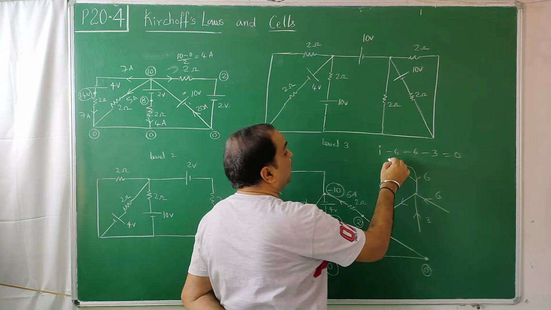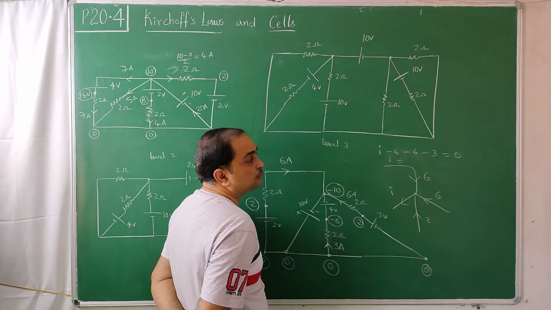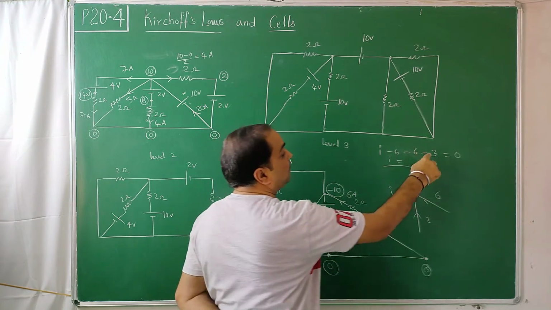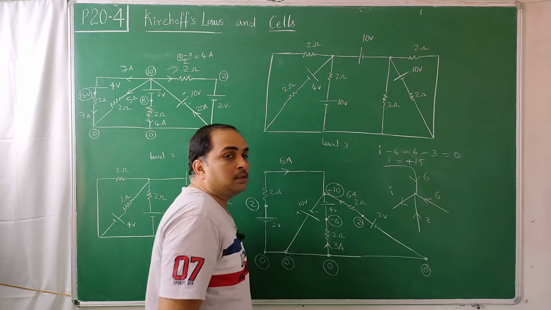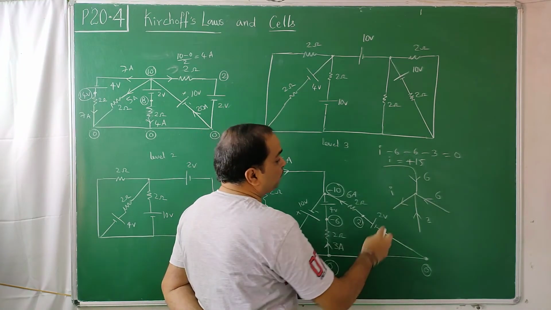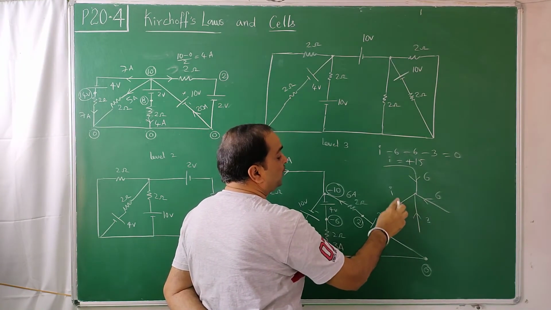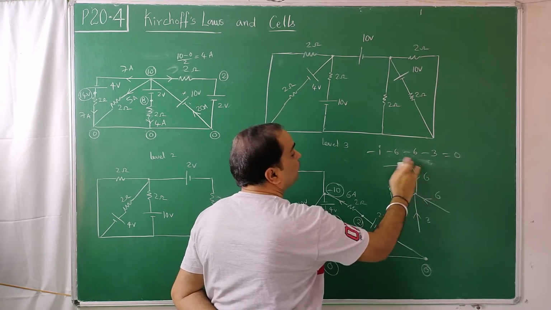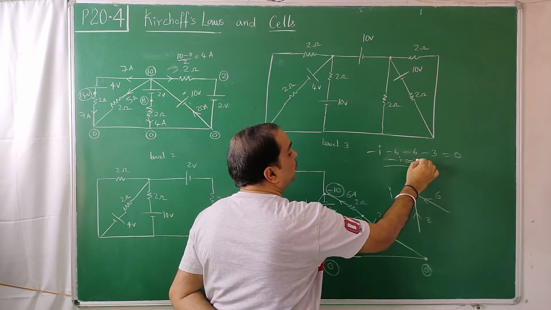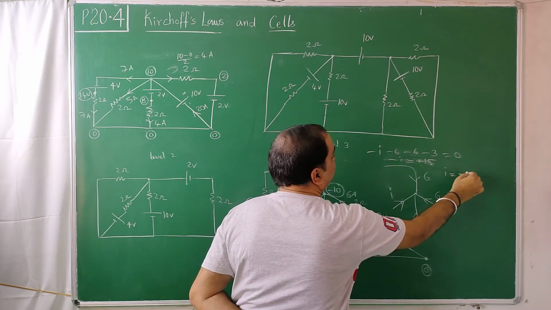So, I should be equal to 12 minus 15. So, I should go to plus 15. Let us take, instead of this is outgoing, you take it incoming. What happens we will see. This is also minus. So minus I is equal to plus 15. I is equal to minus 15.